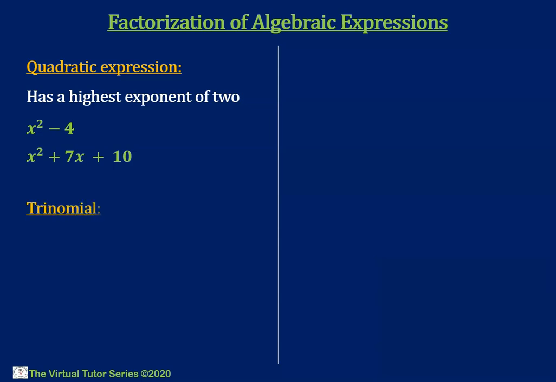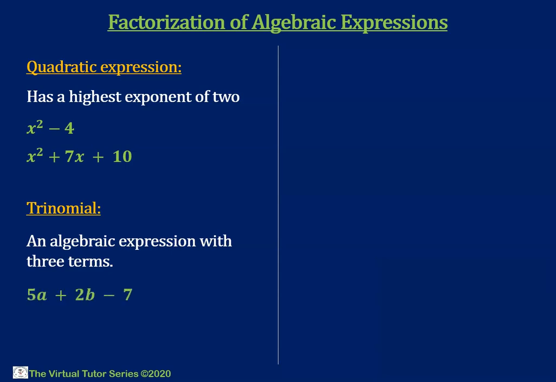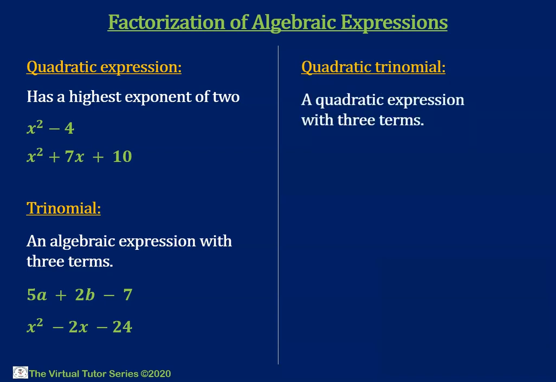Number 2 is a trinomial. As the name suggests, a trinomial is an algebraic expression with 3 terms. For example, the expressions 5a plus 2b minus 7 and x squared minus 2x minus 24 are trinomials. A quadratic trinomial, therefore, is a quadratic expression consisting of 3 terms. In other words, an algebraic expression consisting of 3 terms with a highest exponent of 2 is known as a quadratic trinomial.